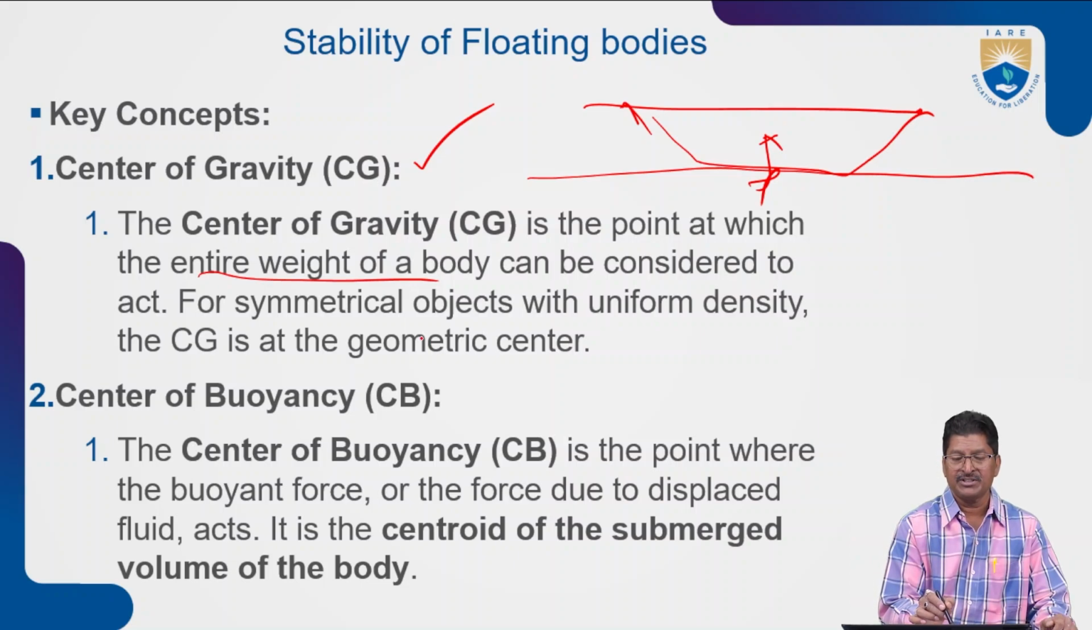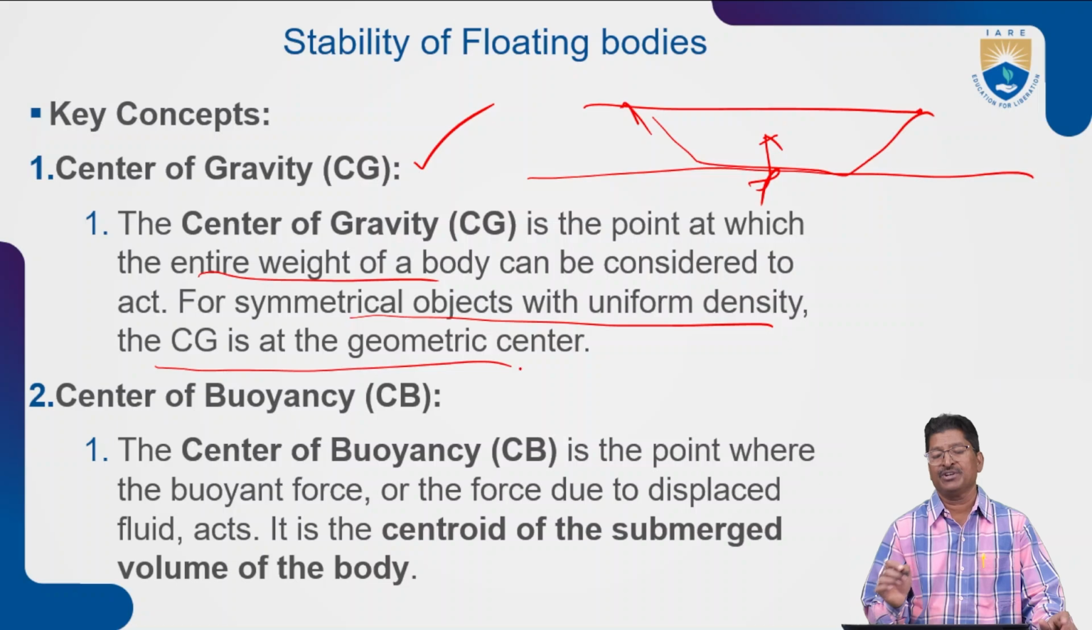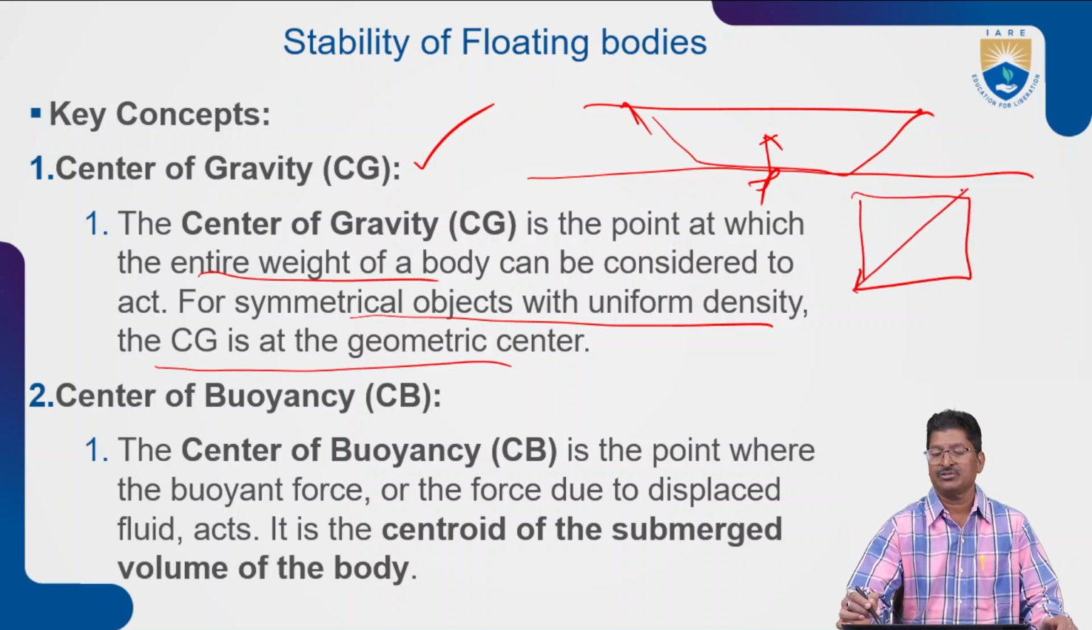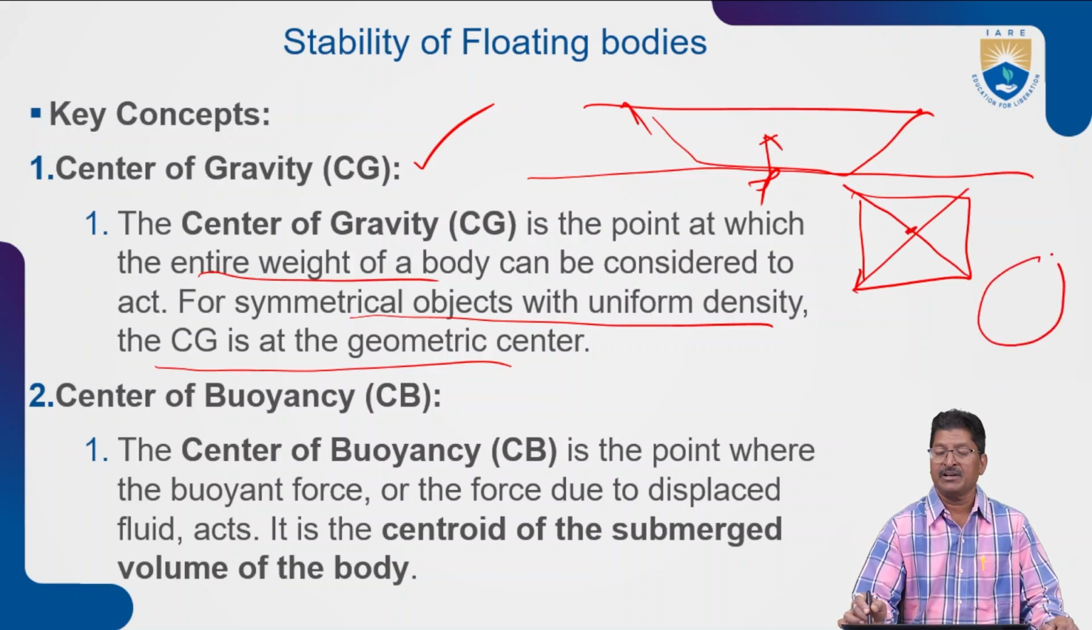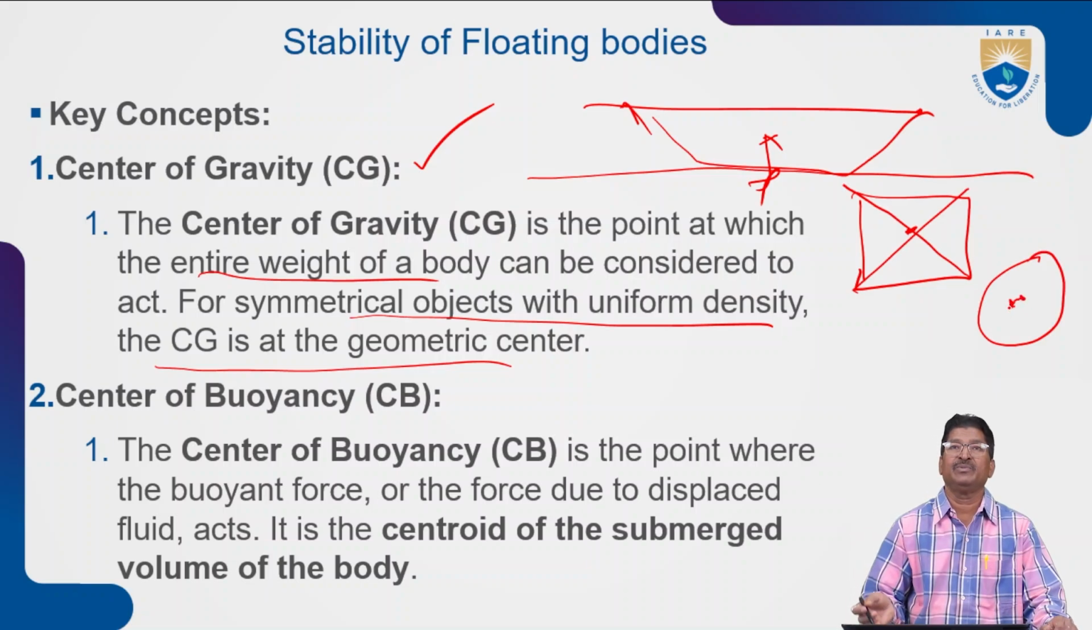For symmetrical objects with uniform density, CG is the geometric center. If it is a symmetrical object, like a square, if you cross it like this, this is the geometrical center. And if it is circular, the center of the circle is the geometric center. So CG will be at the same point. But for unsymmetrical bodies, you have to calculate by using methods.